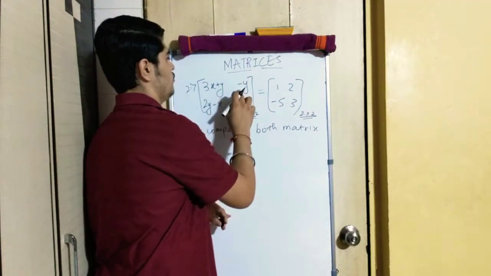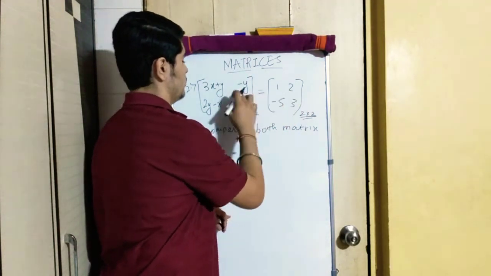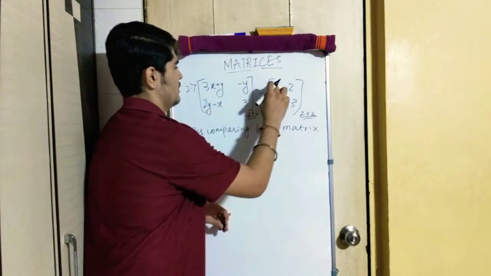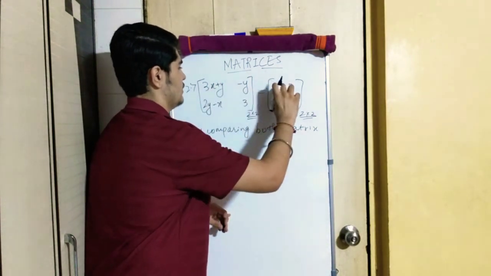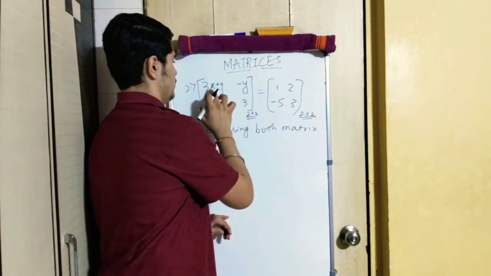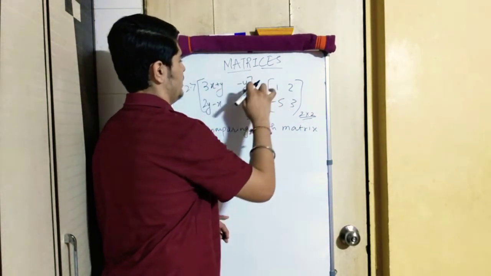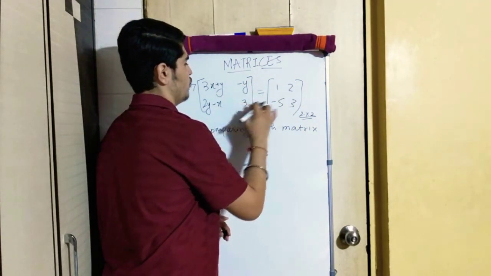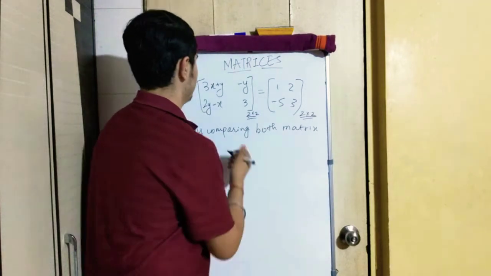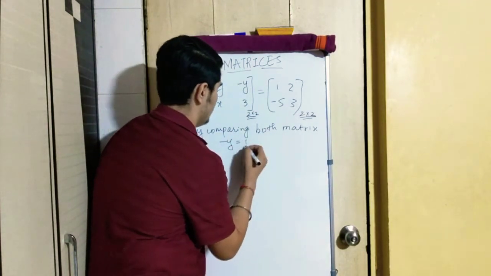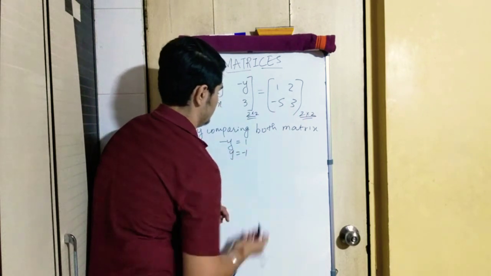So here the value of y would be taken easily, or else you can even find it simultaneously by comparing these two with these two terms. You have to compare the corresponding terms: first element with the first element, second element with the second element, third element with the third element, and fourth element with the fourth element. So minus y here is given as 1, so y is equals to minus 1.